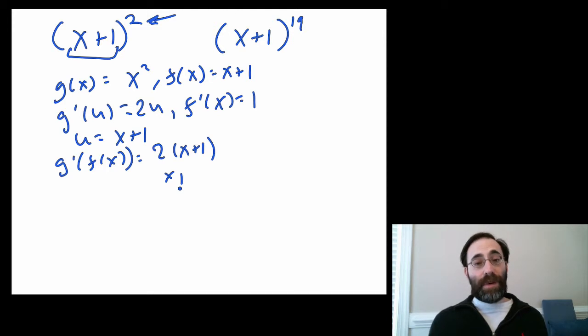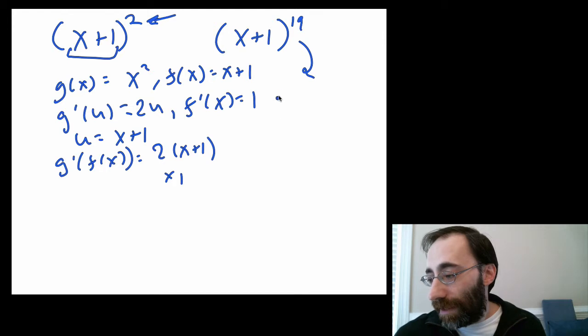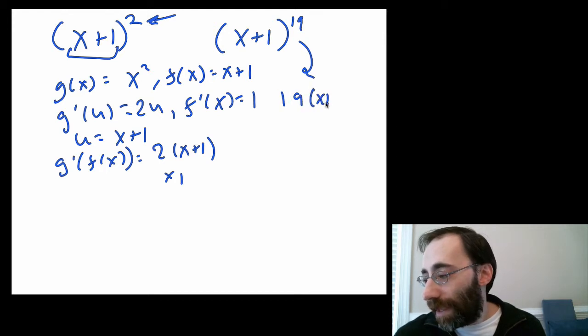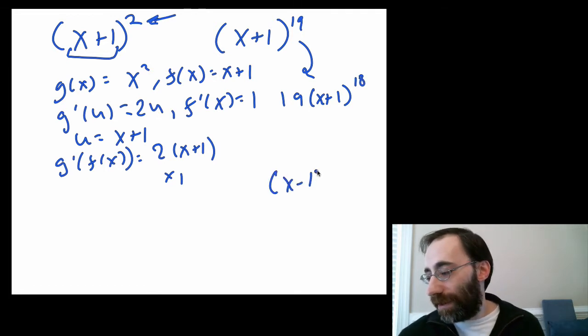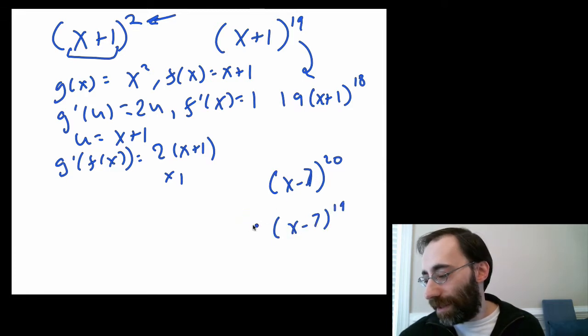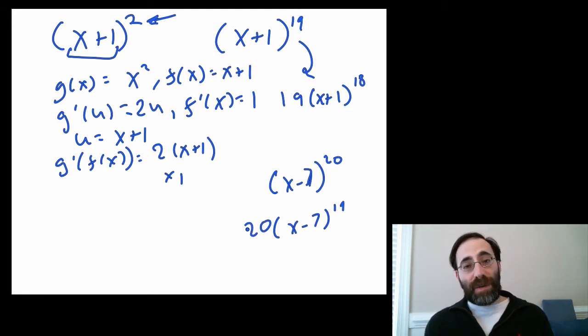Why is that? Because of the chain rule. Because the derivative of x plus 1 is 1. And anything whose inner derivative is 1, you can basically treat as x when you differentiate the whole thing. So for this one, we can use the chain rule again, and it's going to end up 19 times x plus 1 to the 18th. Similarly, x minus 7 to the 20th, the derivative is going to be x minus 7 to the 19th times 20. These are all accomplished by using the chain rule.